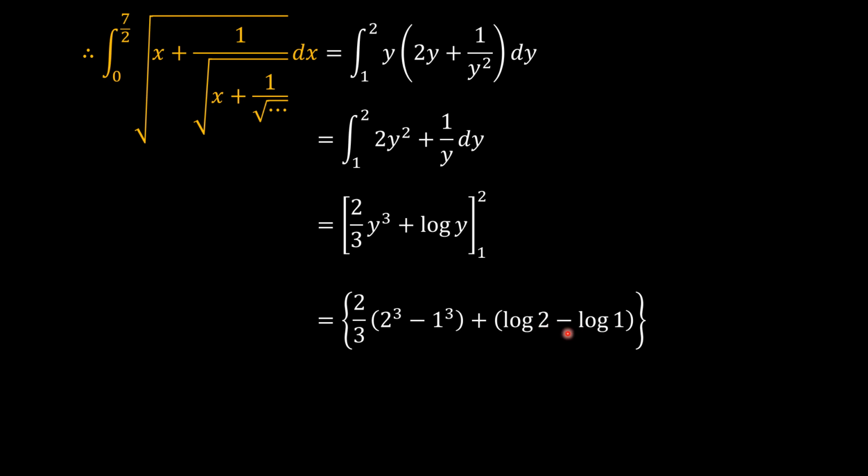This is the natural logarithm, and log 1 is 0, and 2 cubed is 8. 8 minus 1 is equal to 7. 7 times 2 is equal to 14. So we have 14 over 3 plus the natural logarithm of 2. And that was the answer that was being sought.